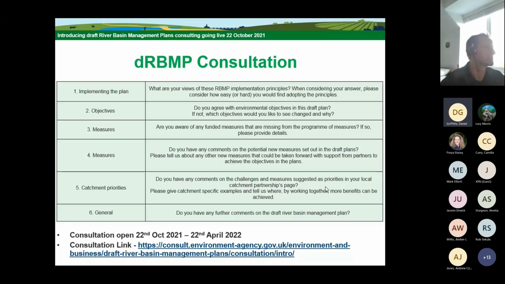The fifth question is around catchment priorities and catchment pages, so it's reviewing those measures and priorities that were on the catchment page, and again, really asking quite specifically for where changes could be made.